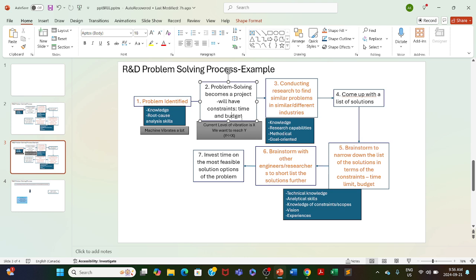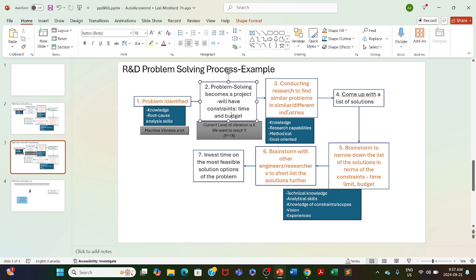So you want to reduce that vibration level to that extent so that it becomes similar or better, or has a similar level of vibration or lower vibration than the existing product in the market of your competitor. So that's how it gets determined. And so I have a value X, I have a value of Y that I want to reach, and then I need to conduct research to find similar problems in different industries.